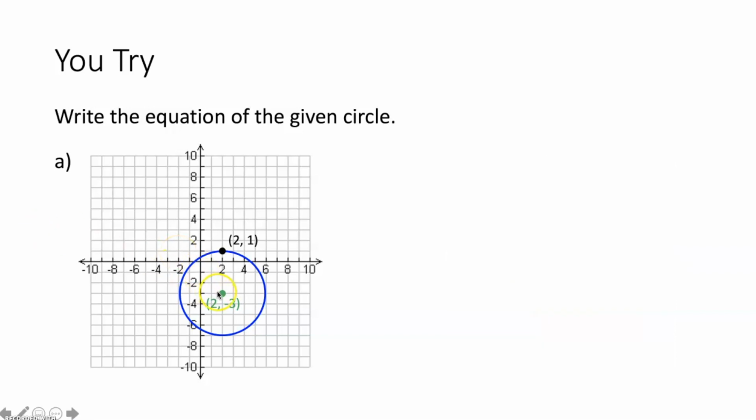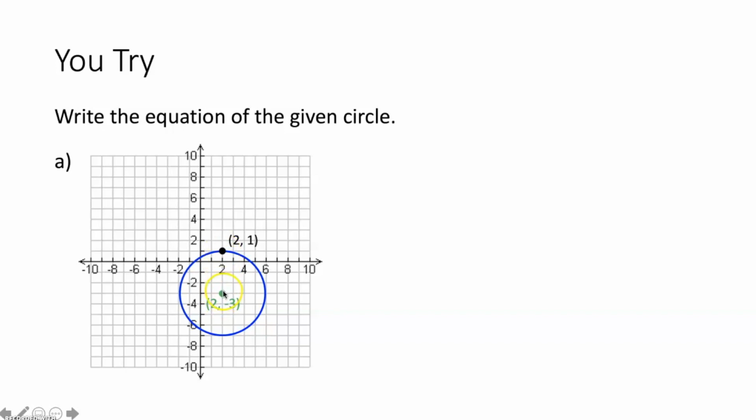Okay, part A, we are again given the center of the circle and we're given a point on the circle, and we're tasked with writing the equation of the given circle. Well, remember, in order to write the equation of a circle in the coordinate plane, we need the center of the circle and the radius of the circle. Well, the radius is just the distance between the center of the circle and a point on the circle.